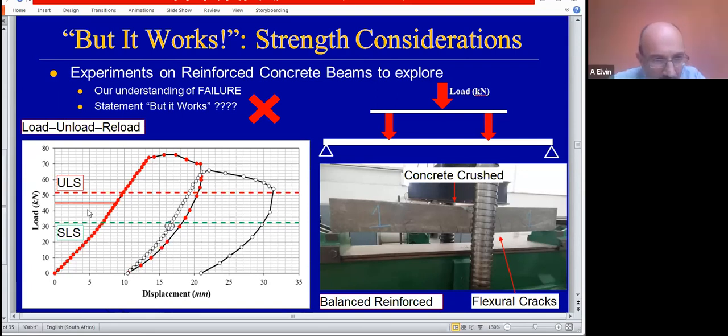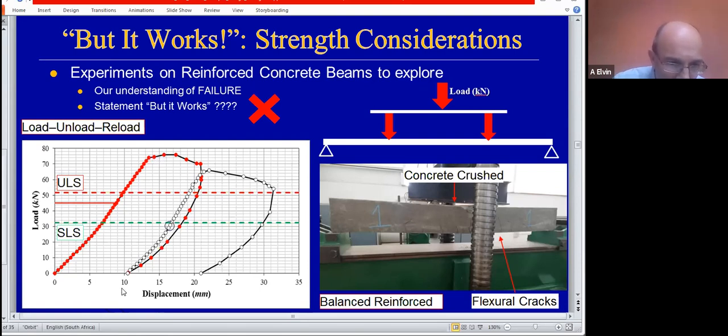How do we know? Because there are cracks, because it has reached this point, even though it meets the design criteria still. It has failed in reality. Question, but it works. Does it really work? The answer is no, it does not work. It has failed as soon as we are at this point.